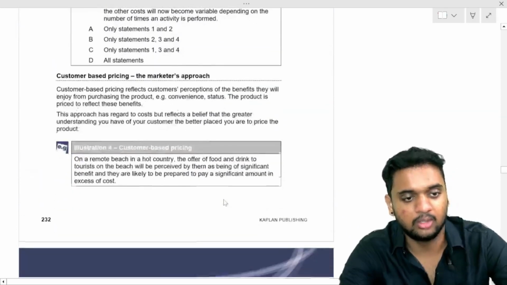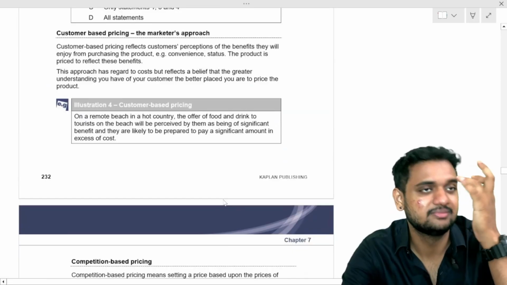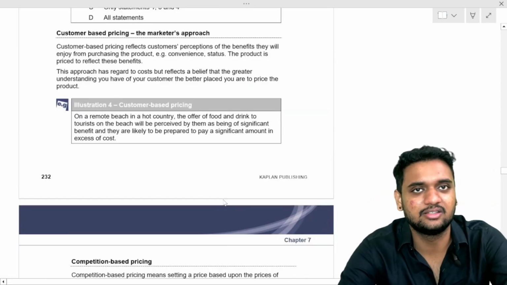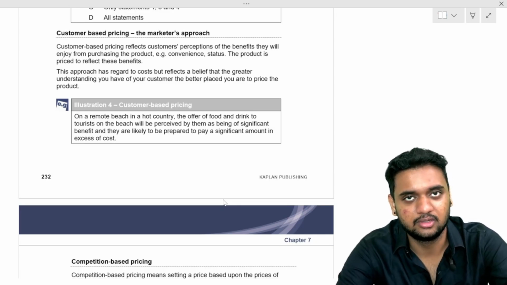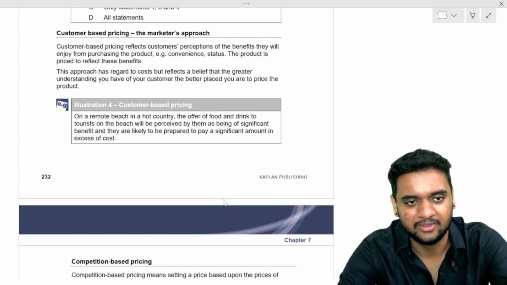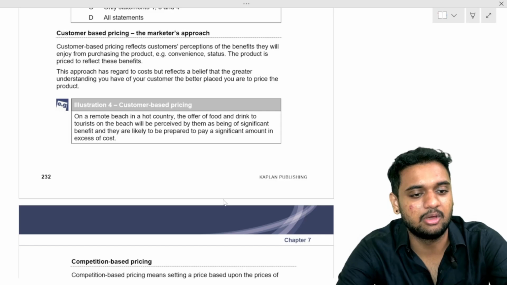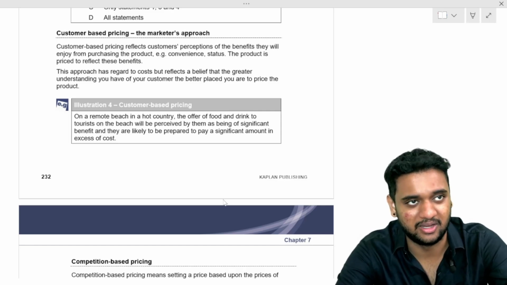Come below. What are the 3 types of pricing policy? First, demand based, cost plus, and marketer's approach. That is called the marketer's approach. Very easy. Under that, we have customer-based pricing and competition-based pricing.